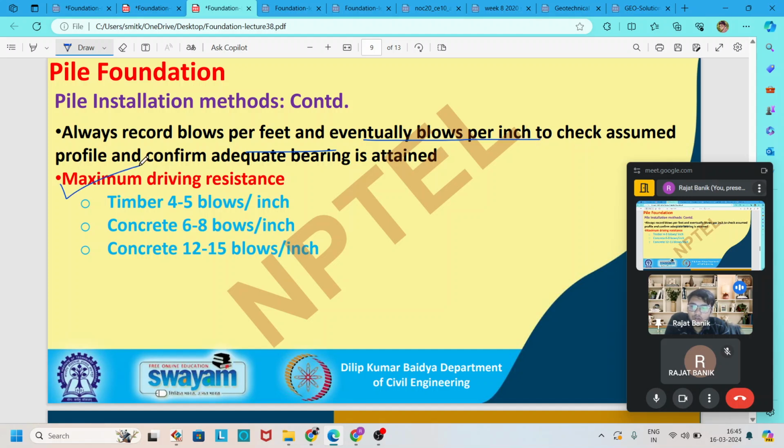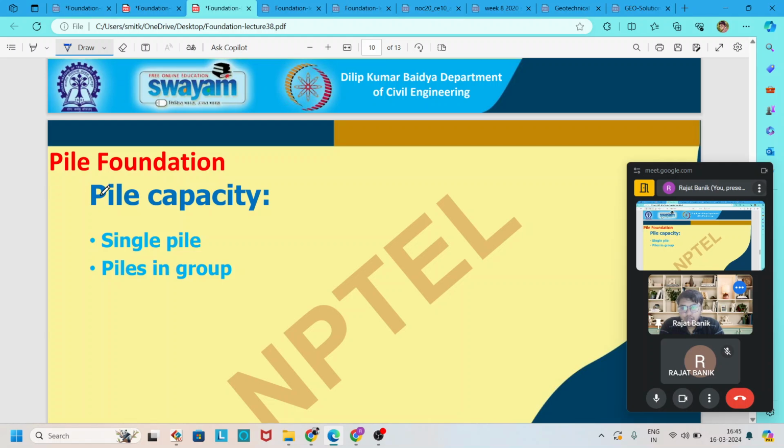So for driven pile, the maximum driving resistance for timber is 4 to 5 blows per inch. For concrete, it takes 6 to 8 blows per inch, and for reinforced concrete, it takes 12 to 15 blows per inch. Then to measure the pile capacity, we use two methods: first find out the single piles and also find out the piles in group to find out the total capacity.